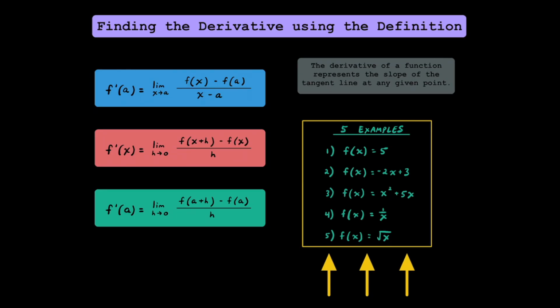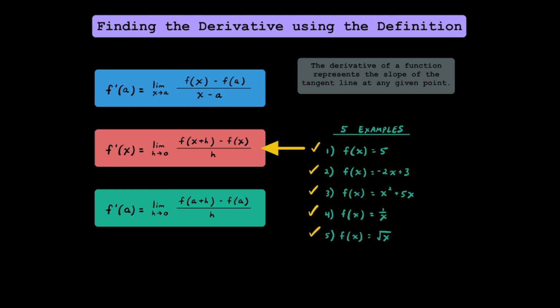These are the 5 examples that I'm going to be going over. First, we'll work with a constant function, a linear function, a quadratic function, an inverse function, then a square root function. While all 3 of these represent the definition of the derivative, I'm going to be using this middle one throughout each of the 5 examples.